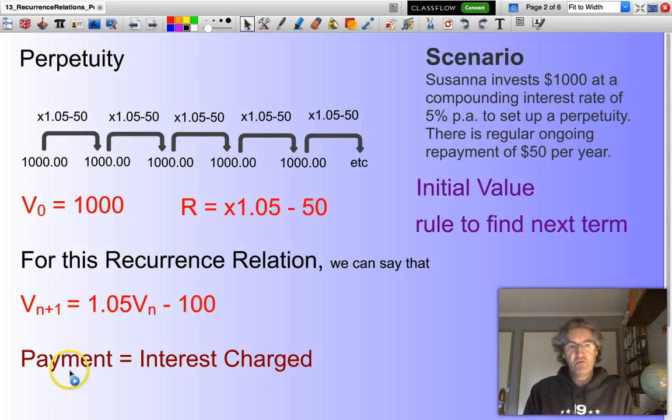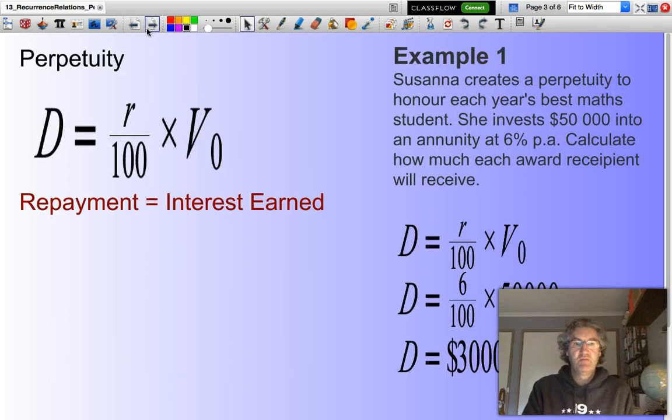It's very important to note that the payment received by Susanna equals the interest that has been obtained by the actual fund.